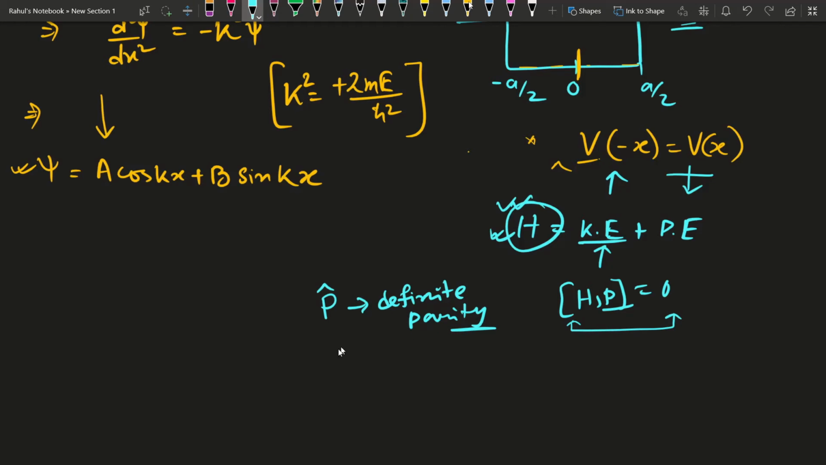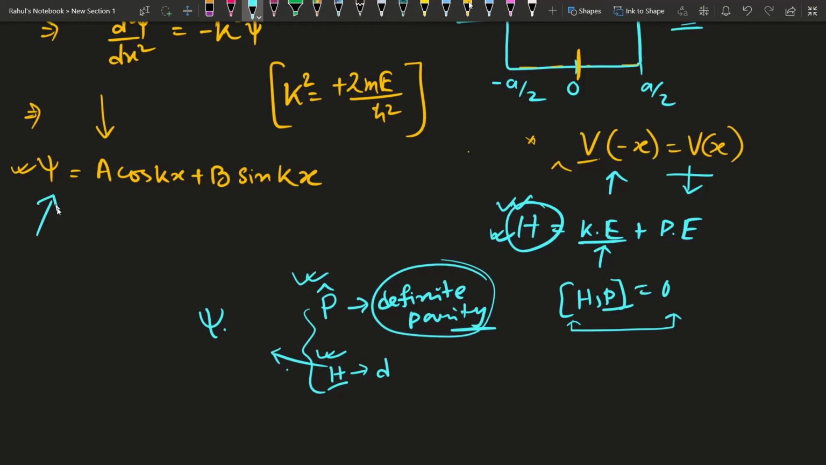So as a consequence, the eigenstate corresponding to the Hamiltonian will also have a definite parity, right? Because these two have the same eigenstate, since the Hamiltonian commutes with the parity operator, and the eigenstate of the parity operator has definite parity. That means the Hamiltonian also has a definite parity eigenstate. That means the eigenstate psi we find here will always have a definite parity.